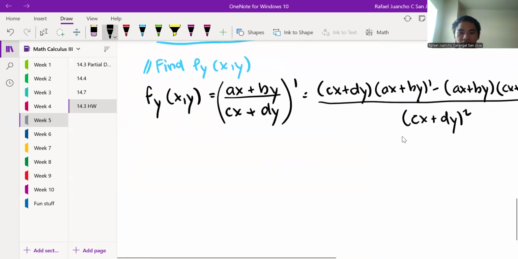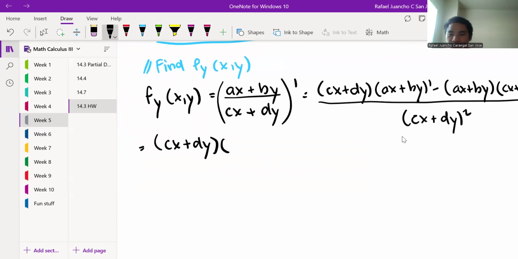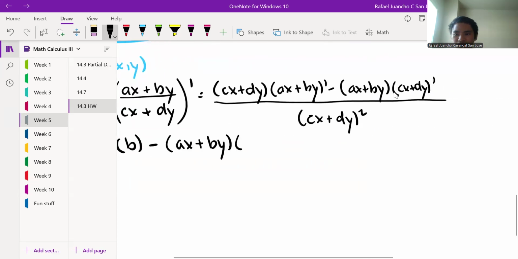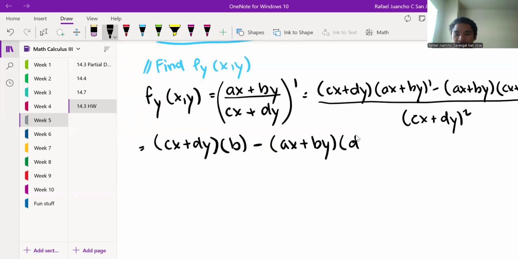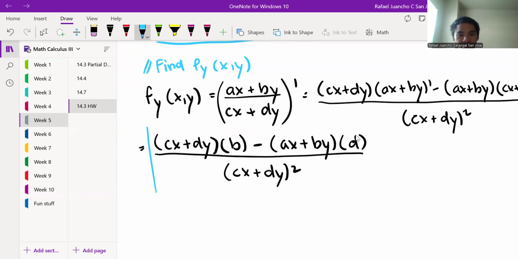Great. Now what's this going to be? Well, I copy cx plus dy. Now I do the derivative of this, but here I make x a number. So ax is going to be 0. by is going to be b. So I get b. Subtract ax plus by. Here, cx is going to be a number, so that becomes 0. Taking the derivative of dy, I get d, because d is a number, over this one squared. Done. As simple as that.